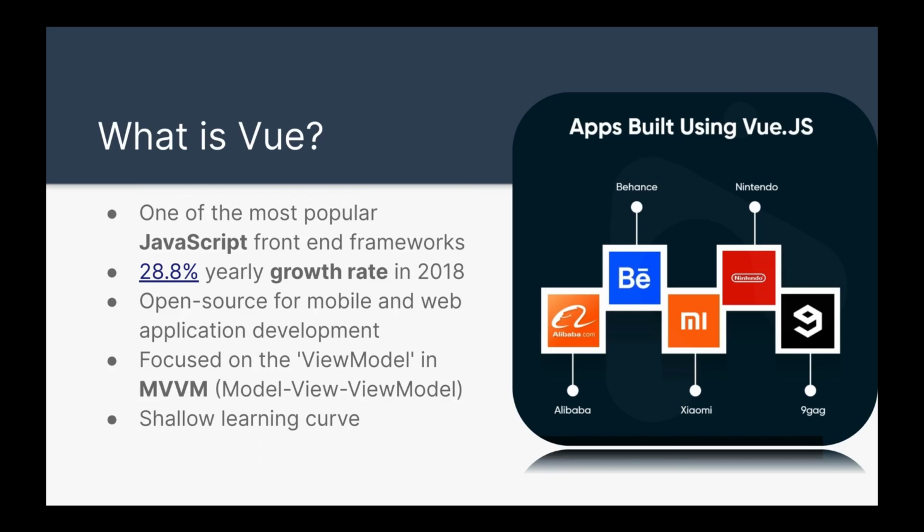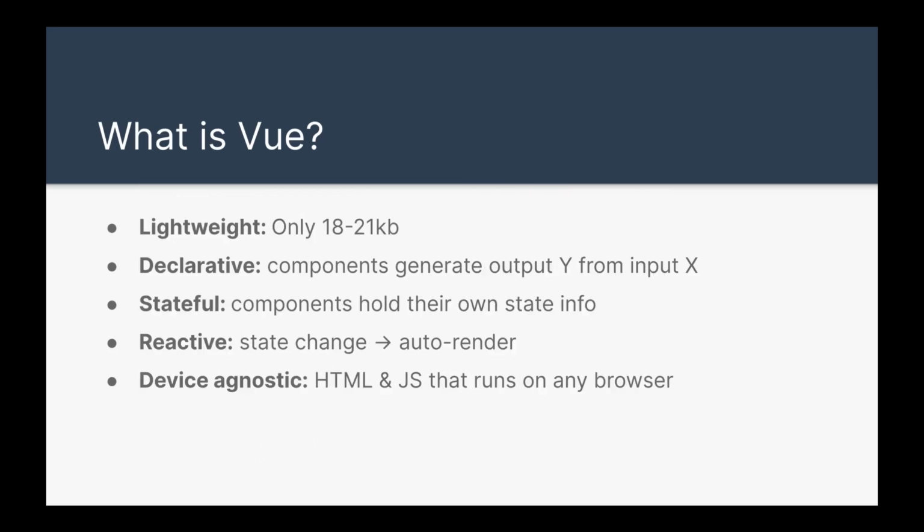More technical details, it really is lightweight. It is 18 to 21 kilobytes in size that you can simply include as a simple script tag and just basically one single file. So very much lightweight. It's also declarative. It has components that generate output Y from input X, so quite straightforward. It is also stateful, so components using data would be storing their own state and can access and modify it later on. And it also is reactive, so if some data changes, that state changes and it will auto re-render the component.